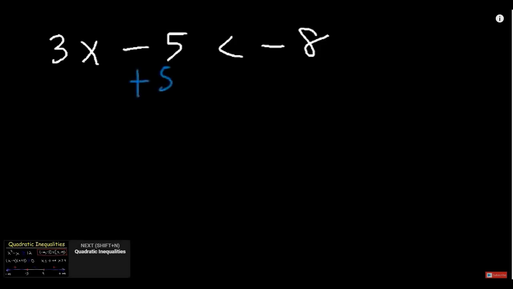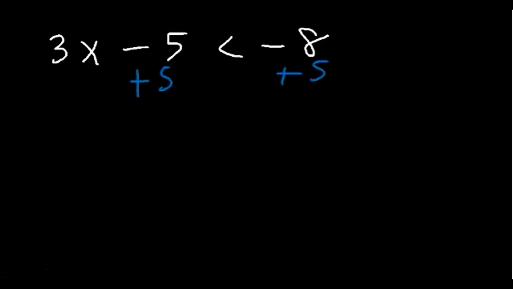Now what about this one? How would you solve for x if you're given this equation? What's the first thing that you would do? The first thing that we should do is add 5 to both sides. By the way, feel free to pause the video as you work out these examples and then unpause it to see the solution.